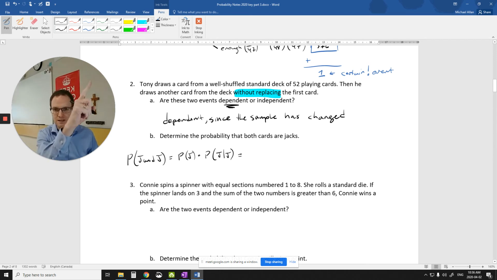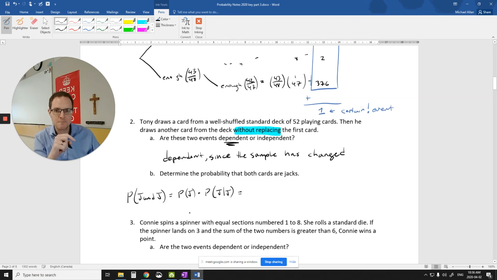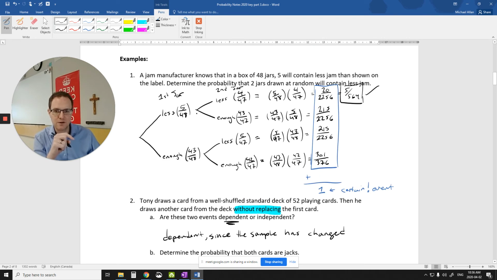That's exactly what we did at the very top there. For this line, we took the probability of taking one of the jars out and then times it by the probability of taking another jar out. If I've already taken another jar, you can see that the 5 has changed to a 4, and the 48 has changed to a 47.